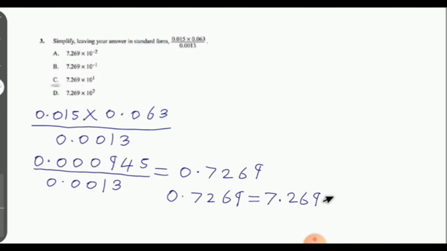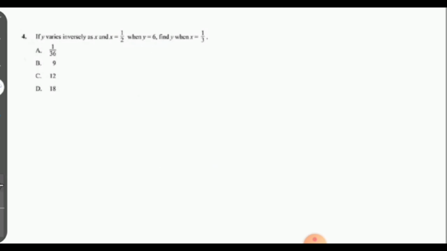Here will now be 7.269 times 10 raised to power. How many zeros before the numbers? Just 1 zero. So we see 10 raised to power minus 1. And that is option B. Okay, let's check out the next question.